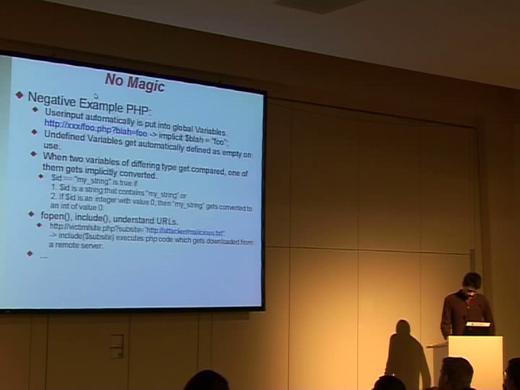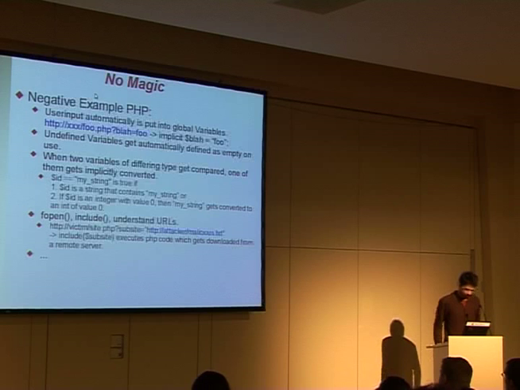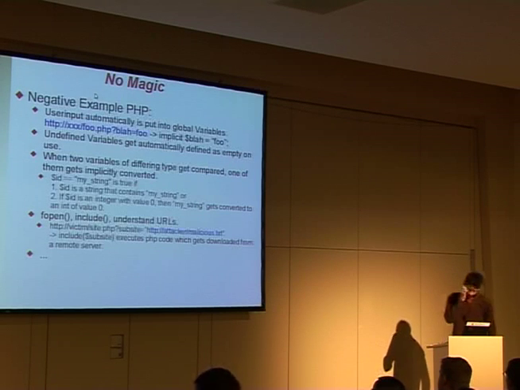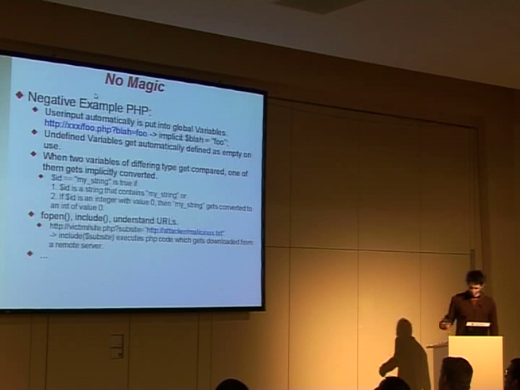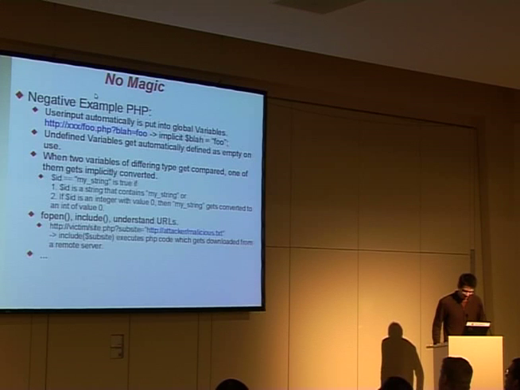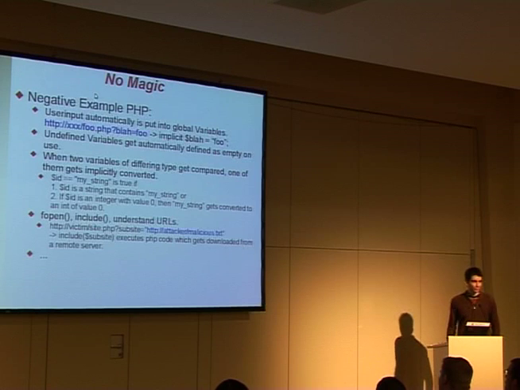So this can get a really bad problem, this second point. Especially if you look at the third point, how types are handled in PHP. For example, when two variables of different type get compared, one of them gets implicitly converted, which means ID equals myString is true if either ID is a string that contains myString, or more intuitively, if ID is an integer with value 0, then myString gets converted to an int of value 0, and it's true too.